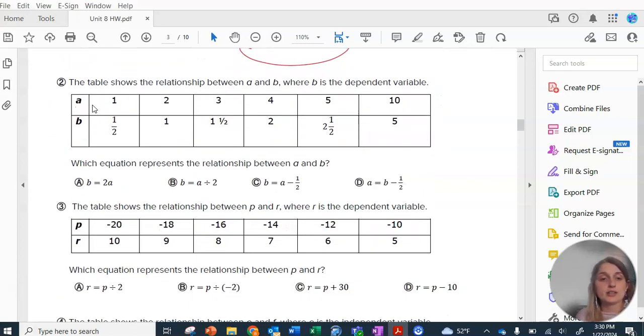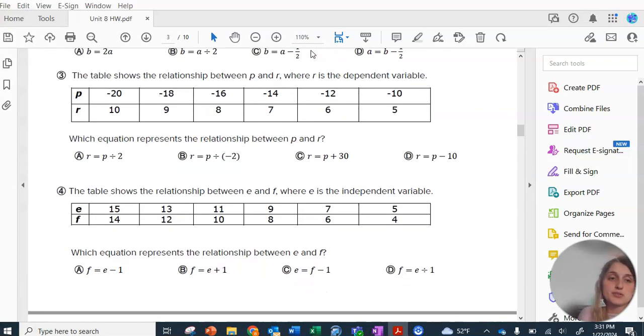So don't freak out. Again, we've got some interesting numbers. They're telling you in the directions up here that b is dependent, but you should assume that whatever's on the bottom is dependent and whatever's on the top is independent. If you're freaked out by the fractions, then go look at the whole numbers, maybe 10 to 5. Is that an additive or multiplicative relationship? Well, you could come up with an additive rule, and you could come up with a multiplicative rule. Go test it on another option and see what it is.